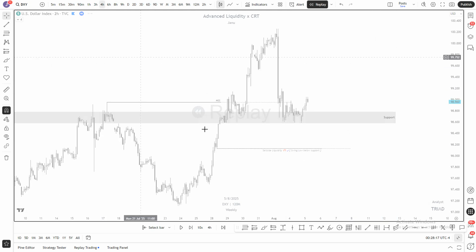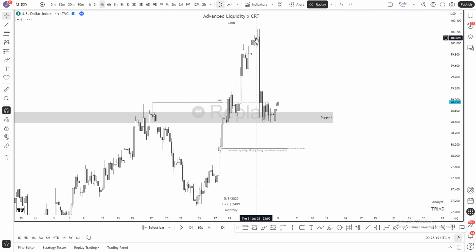We have a bullish market structure shift, right? So remember this, the A plus setup, let's say we're looking at the A plus setup for shorts: bullish market structure shift, price returning to support. That is the A plus setup for shorts. If it's a bearish market structure shift, return to resistance, that's the A plus setup for longs.